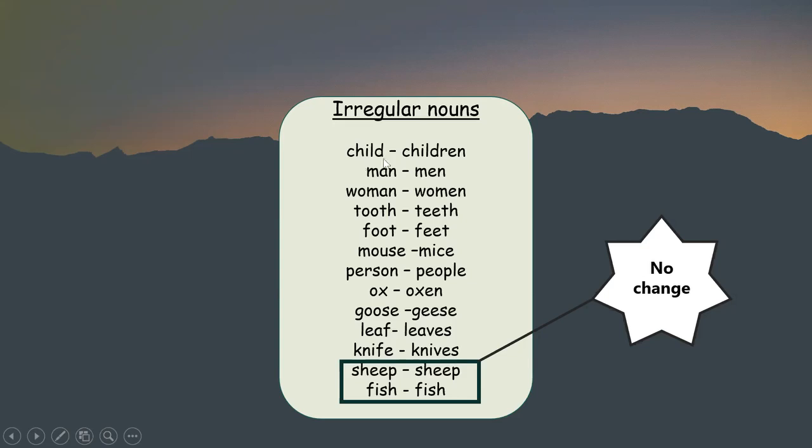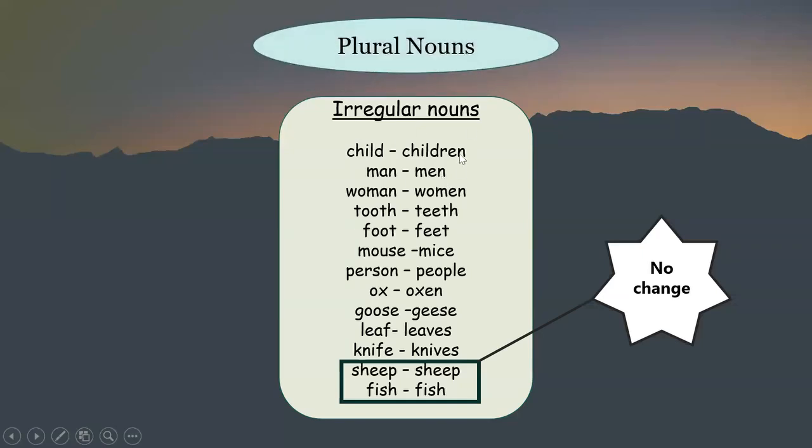Child, children. Man, men. Woman, women. Tooth, teeth. Foot, feet. Mouse, mice. Person, people. Ox, oxen. And so next one, goose, geese. Leaf, leaves. And knife, knives. Sheep, fish, like that. Okay, all right, so you have to study these words by heart.